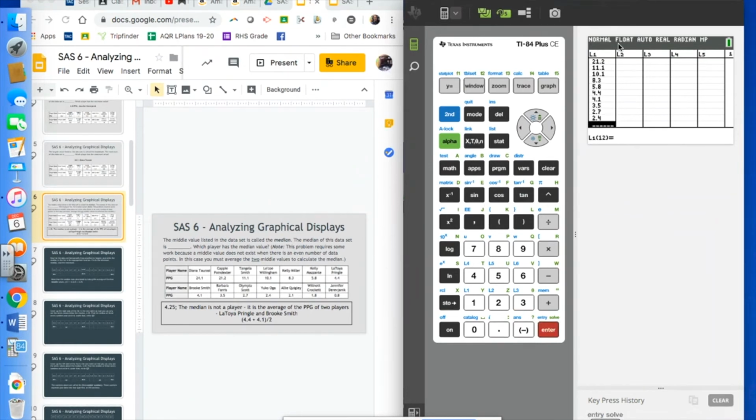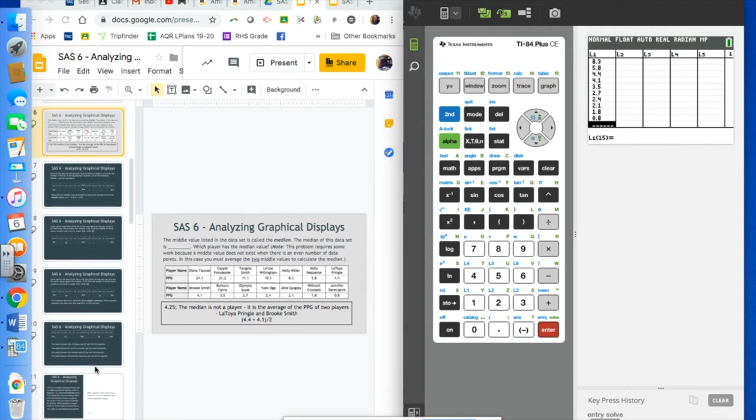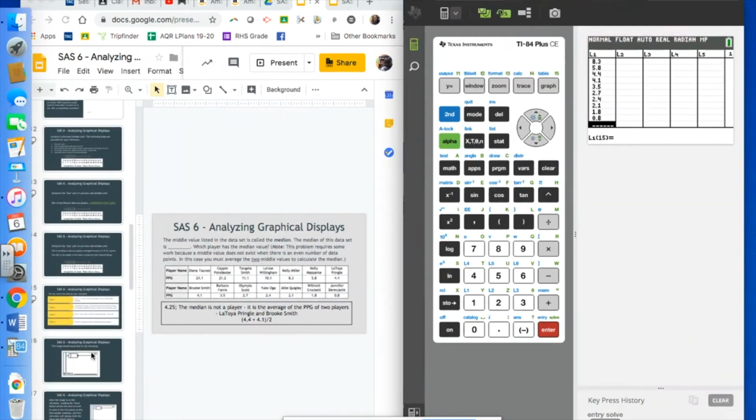And then 2.4, we go to 2.1, 1.8, and 0.8. So that's 15 values? No, it's 14 values. An even number of values. Remember, we had to split the middle two numbers. Now that I have this, I can go back to where I was, and I'm creating my box plot.